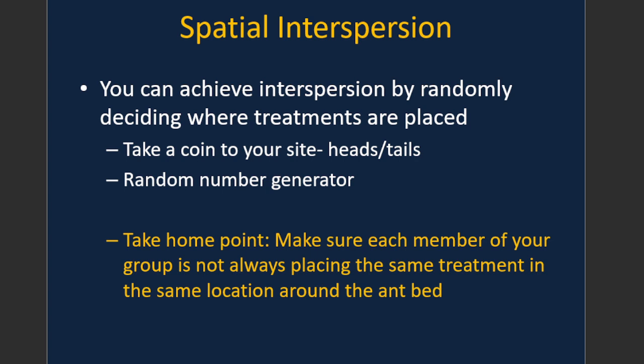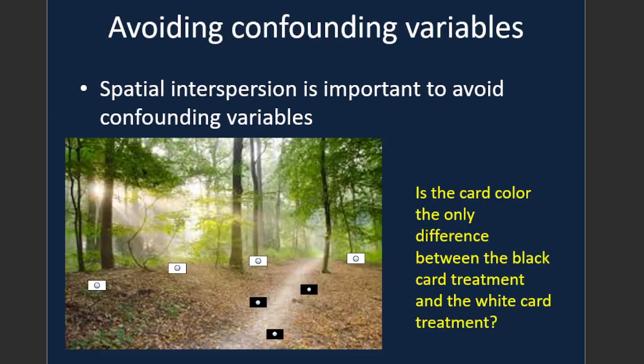So you can achieve this by randomly deciding where your treatments are placed. You could take a coin, do heads and tails, or use a random number generator. Just make sure that they're not all placed in the same location or placed around an ant bed or anything like that. So in this example here, you can see that there's white treatments and there's black treatments. Whenever you disperse your variables, you don't want them in 2 very different areas. You see that the black treatments are along a path, and the white treatments are just in the woods. Make sure that you try to keep all your treatments in the same type of area, but just dispersed in that area.